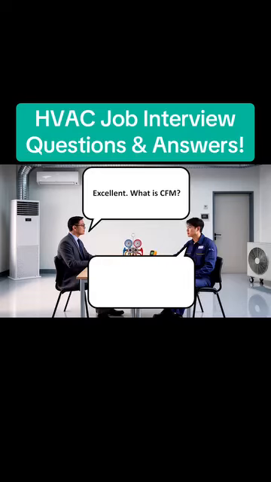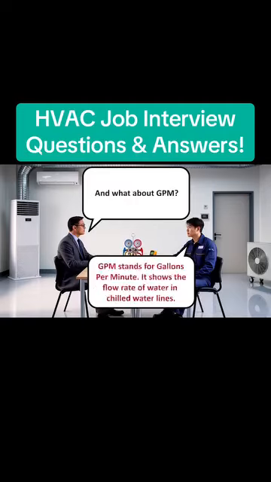Excellent. What is CFM? CFM means cubic feet per minute. It measures the amount of air flowing through a system. And what about GPM? GPM stands for gallons per minute. It shows the flow rate of water in chilled water lines.